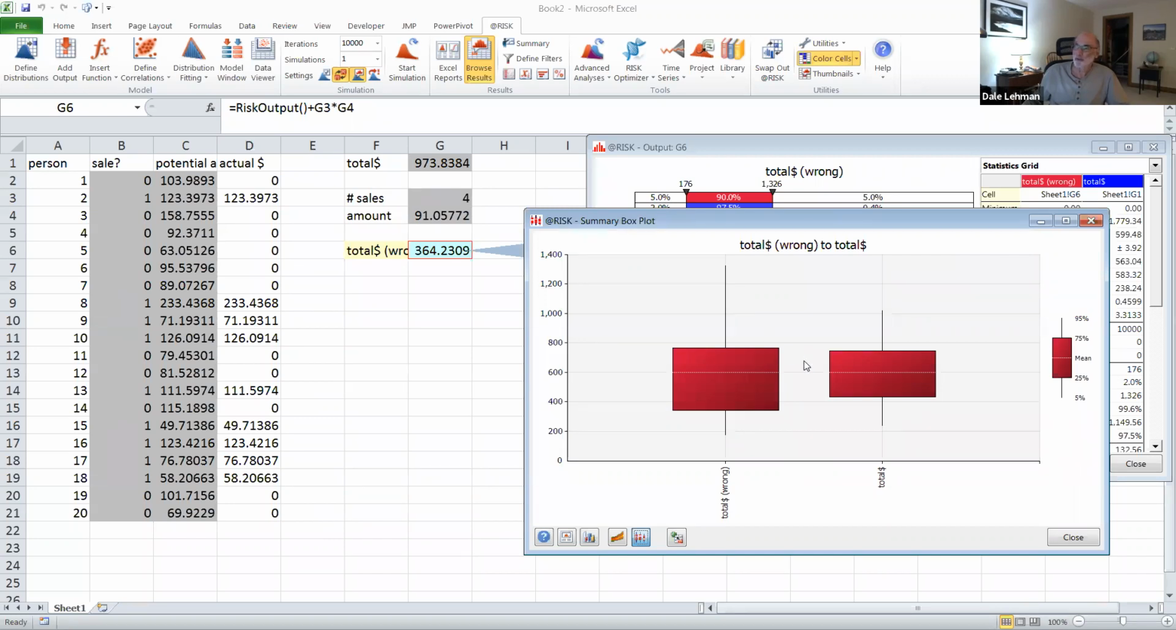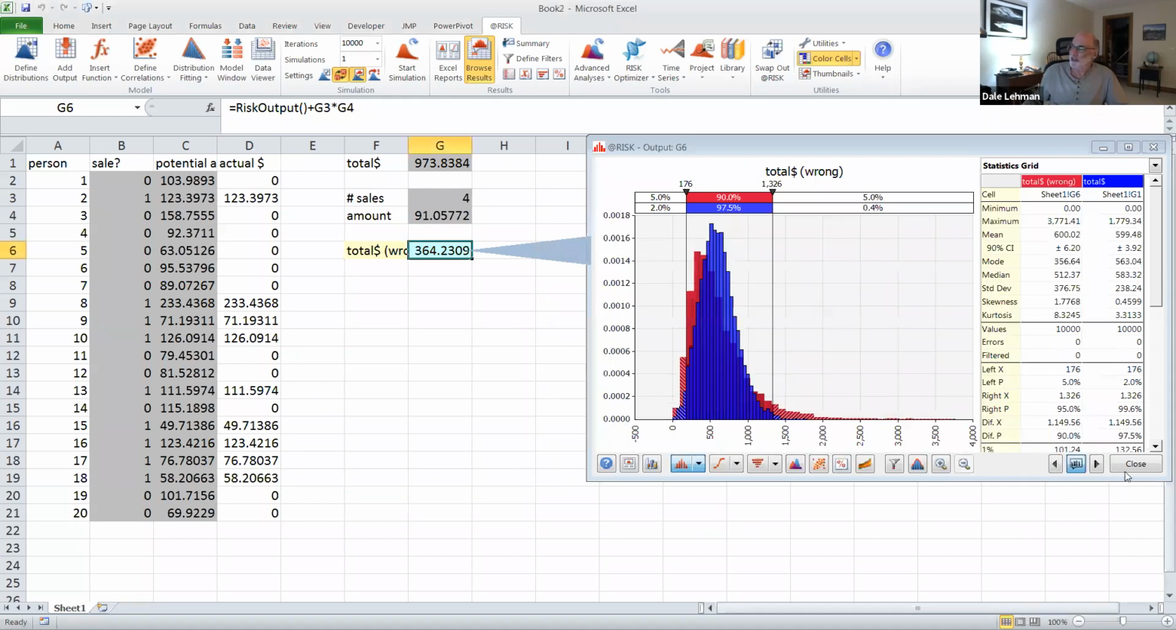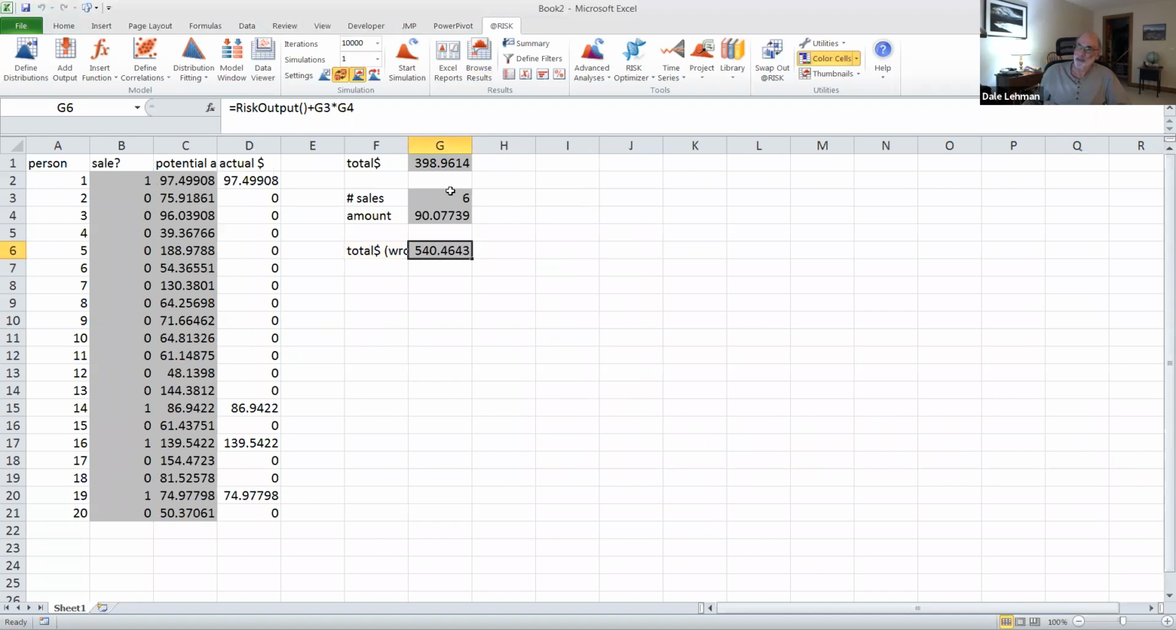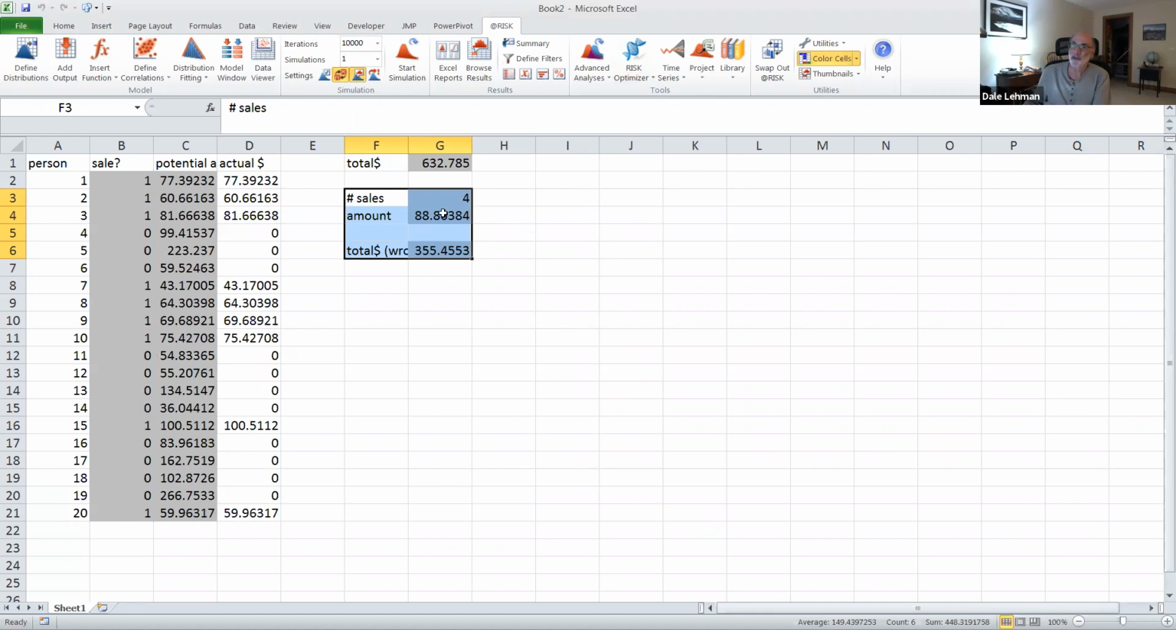So there's something going wrong with the way this is done. And the thing that's going wrong is that by simply making our model this small, we're multiplying the number of sales by a simulated sales amount. If there are 6 sales, they're each going to be $90. If I press F9, I have 4 sales, but they're each at $88. In reality, each sale of the 4 probably has a different amount, and that's what's shown on the left. You can see each of the sales that are being simulated here.